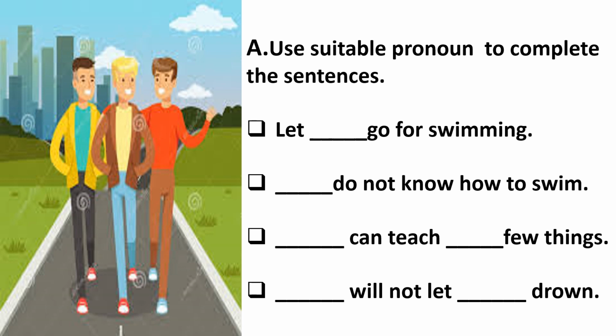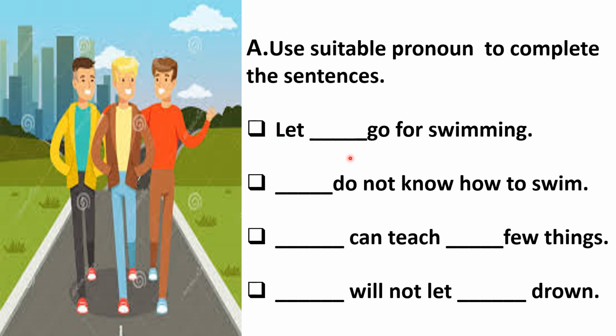Here is one activity given in which you have to see this picture and complete the sentences. We have to use suitable pronouns to fill the blanks. Here, three friends are there. They are talking. As you have learned the chapter, I am sure that you will surely be able to answer these questions. Let's try to do these.